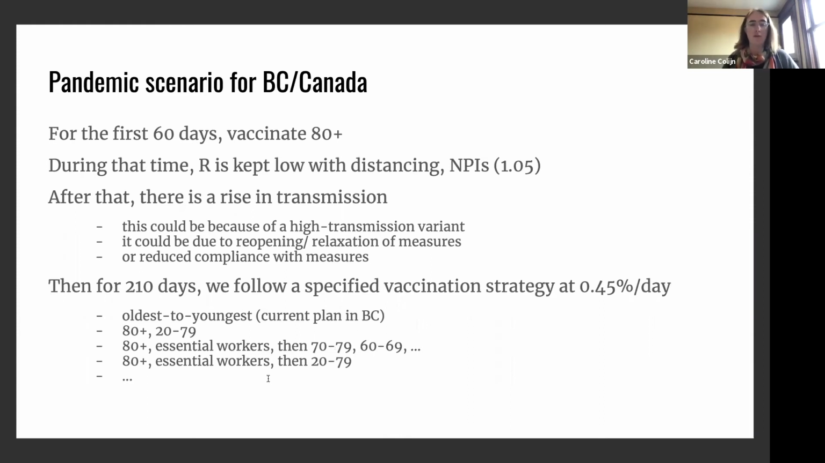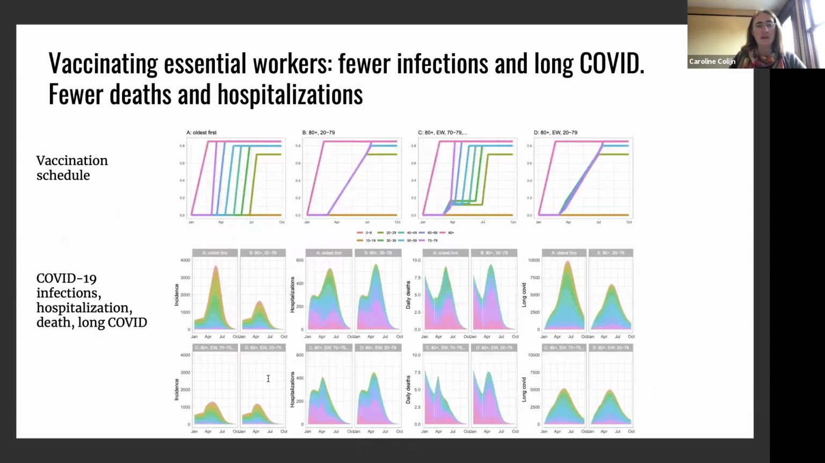We could do whatever arbitrary protocol we wanted. And this is the kind of thing that we find, namely, as in the little storyline vignette, vaccinating essential workers sooner actually gives you fewer infections, less long COVID, but it gives you fewer deaths and fewer hospitalizations as well.